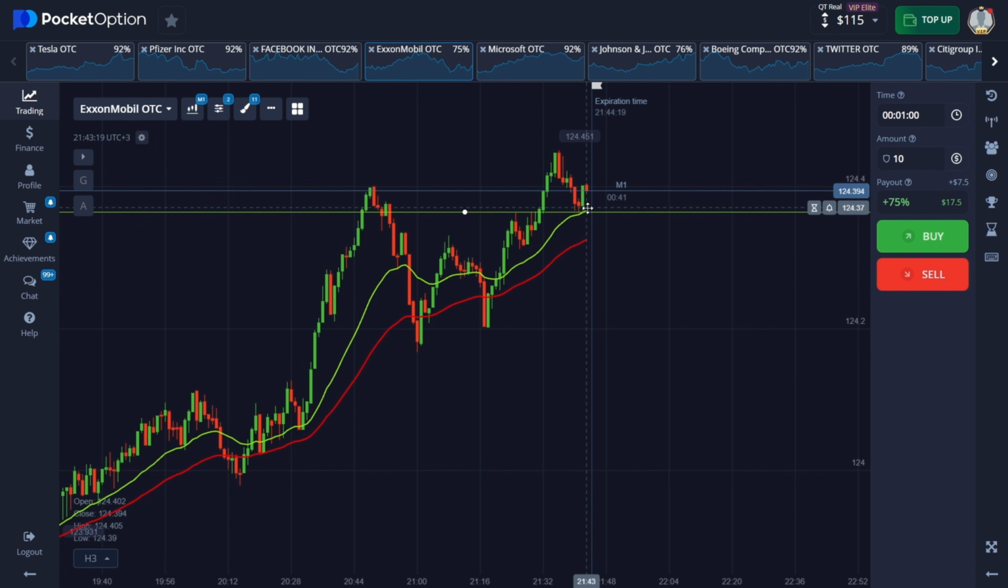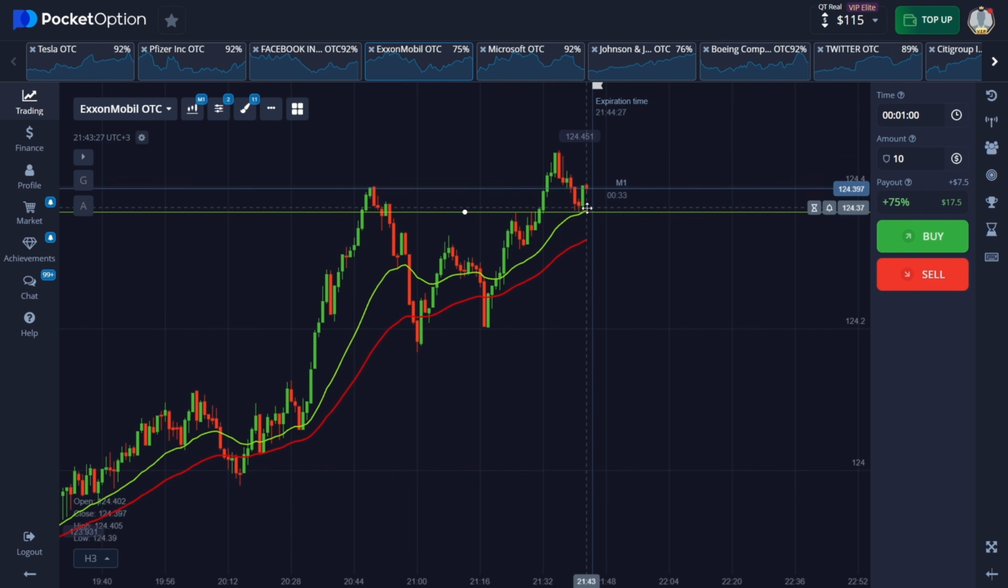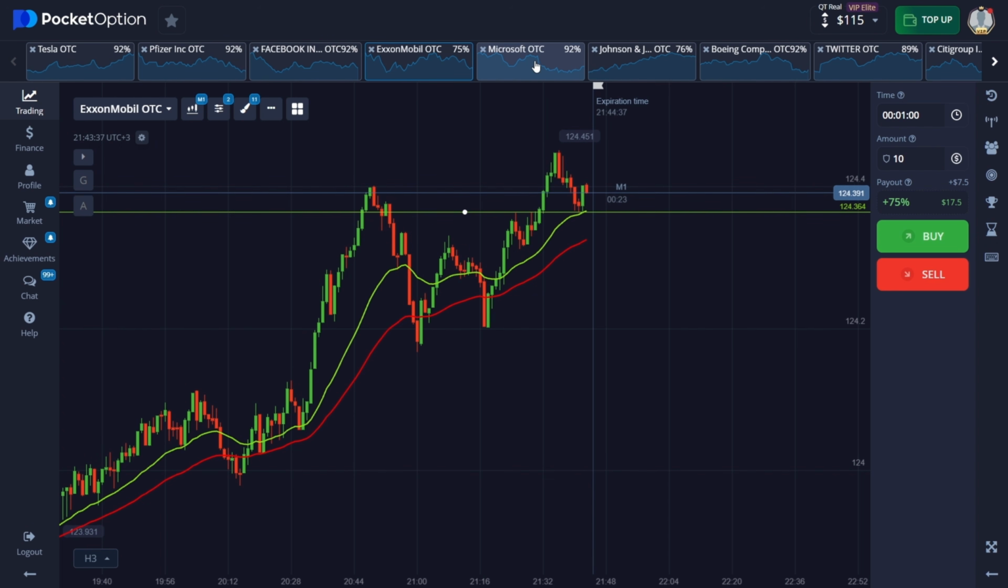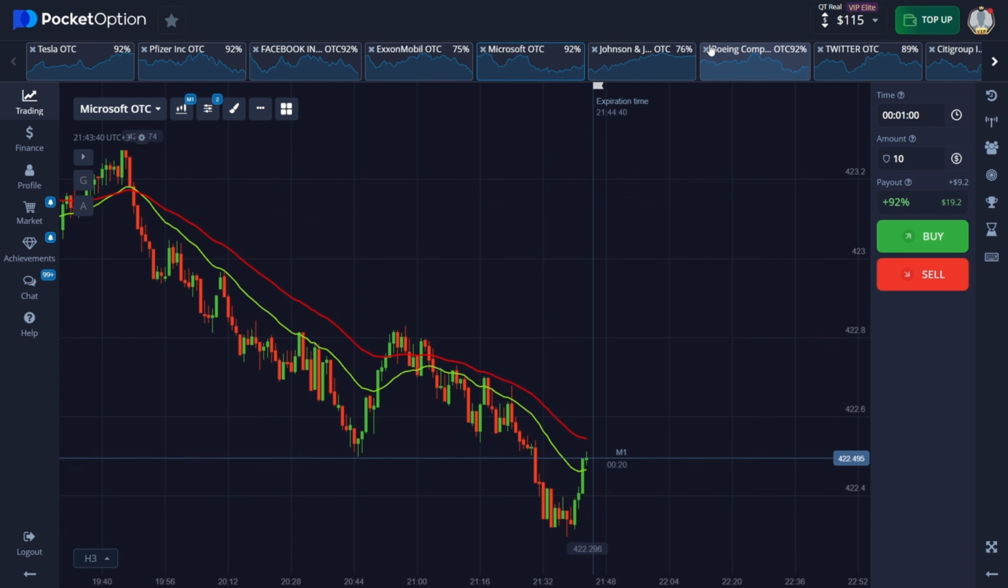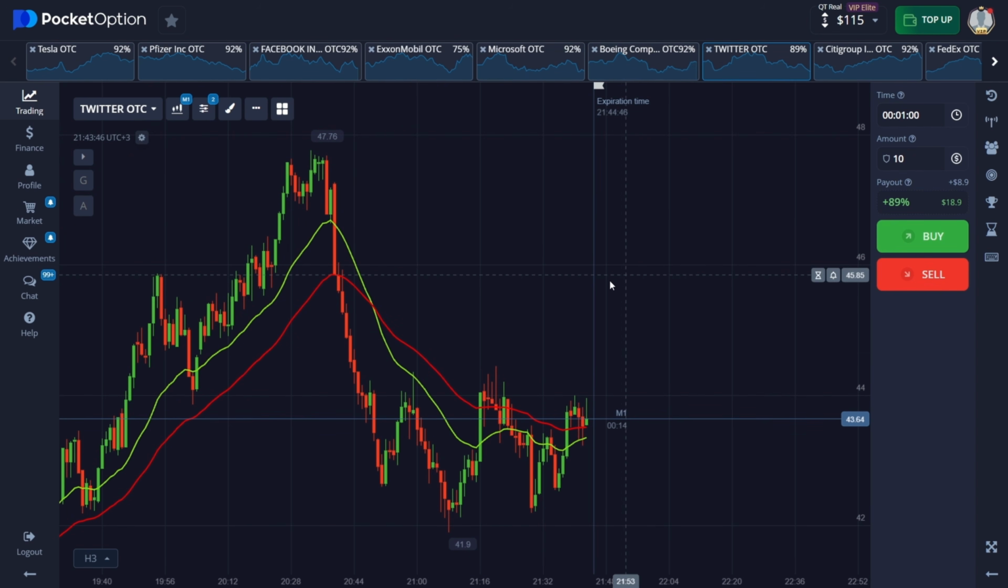You will see the gap between the two moving averages, EMA 25 and EMA 50, is huge. This means this is a good trade. If the gap between EMA 25 and EMA 50 is small, then avoid these types of trades. Here we have a trade.